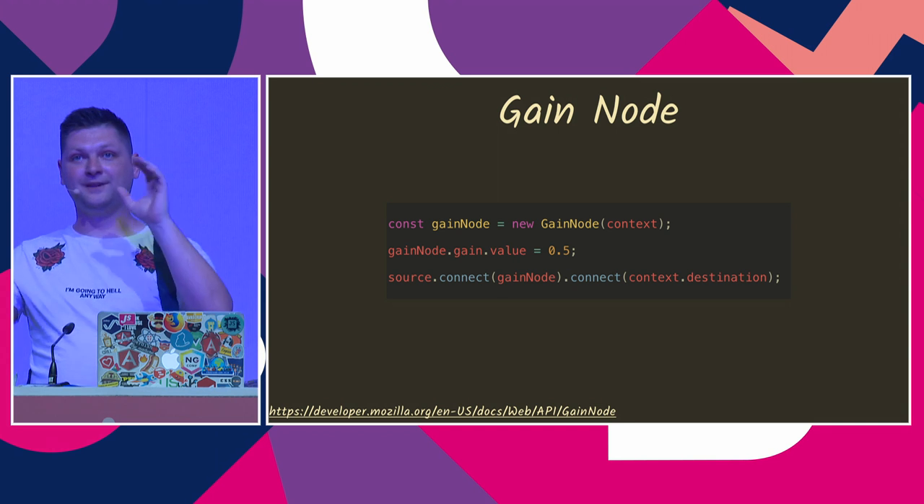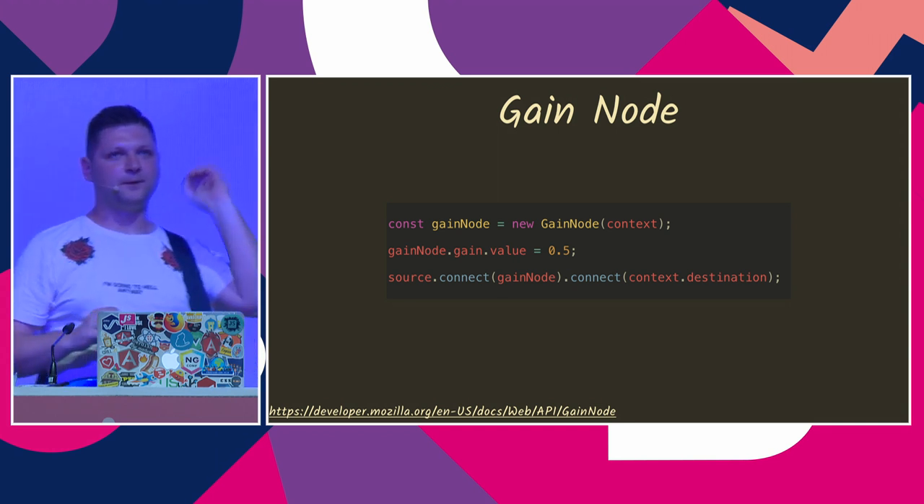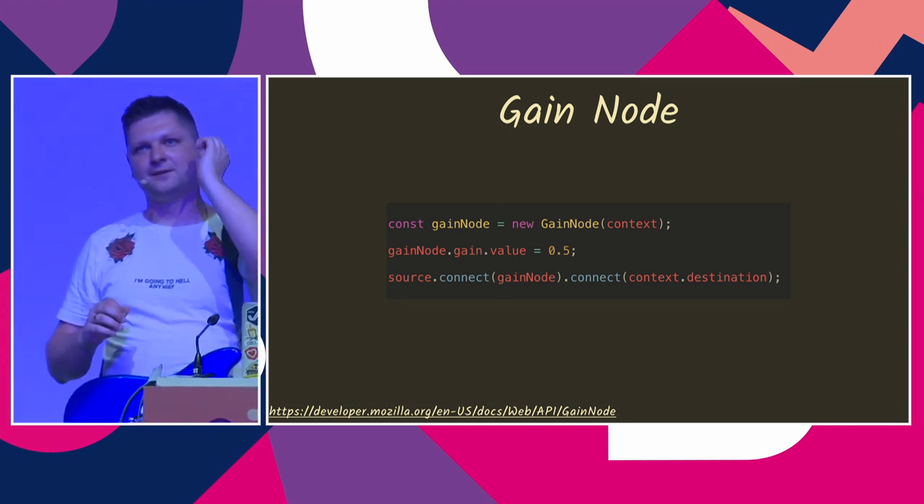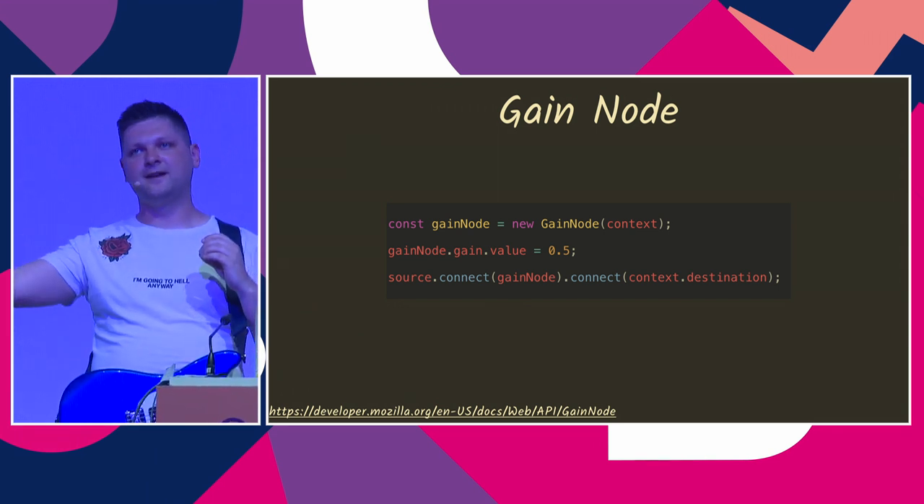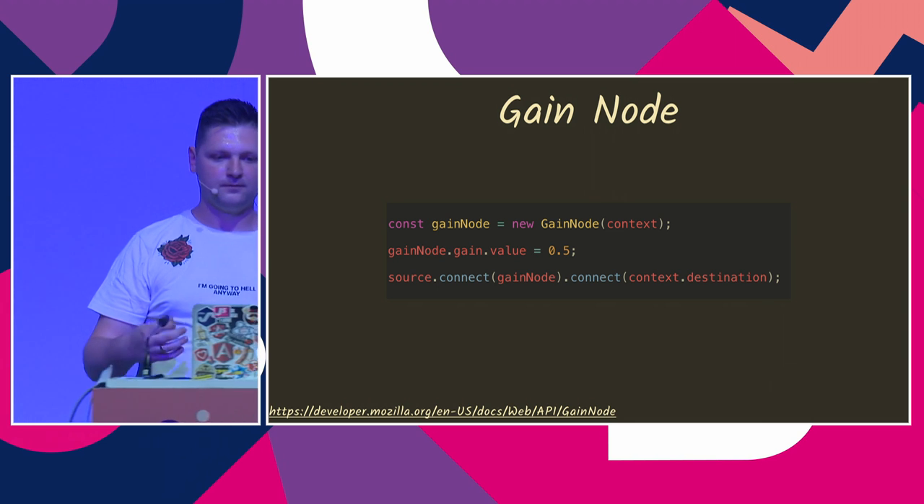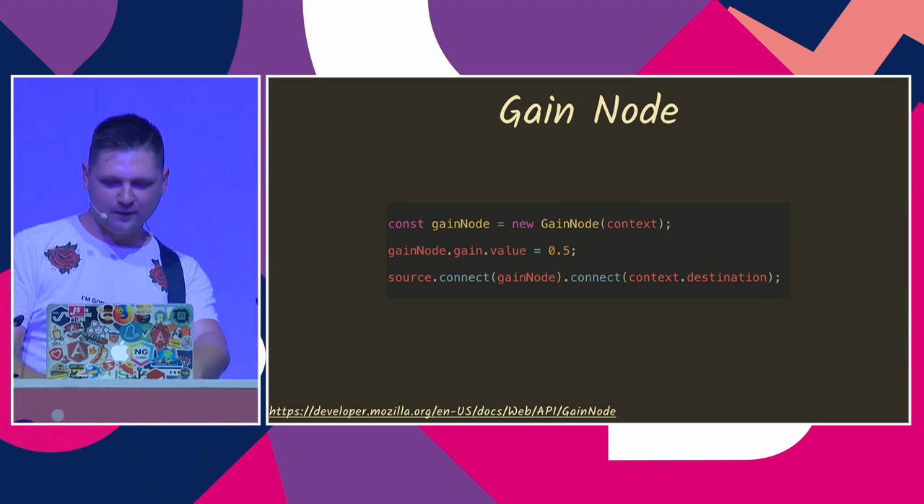Next, we need to build this graph. So we have our source, then we connect it to the gain node to control volume, and connect gain to destination. So let's try it, how it looks.